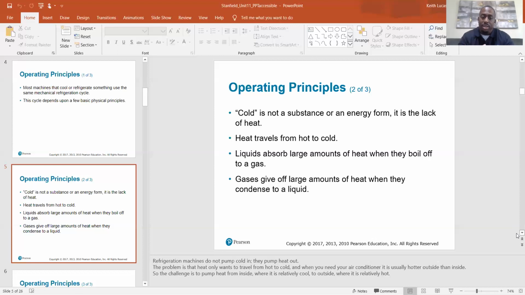And then the same thing on the flip side is you reject more heat. Gases give off large amounts of heat when they condense to a liquid, which is why we want vapor going to our condenser, because the condenser is where we remove the heat. So like they said, cold isn't a substance that we're pushing out through the vents. It's the lack of heat, which is making that air cold.